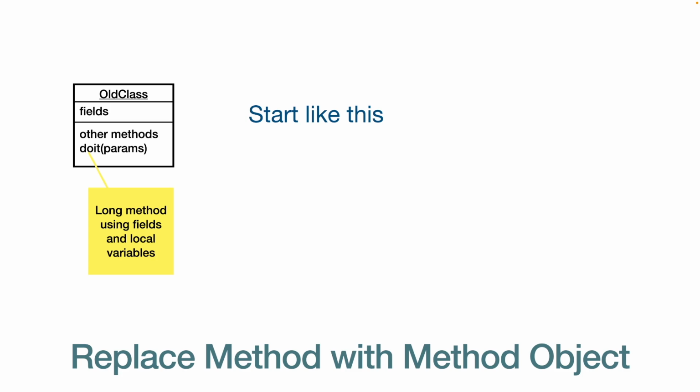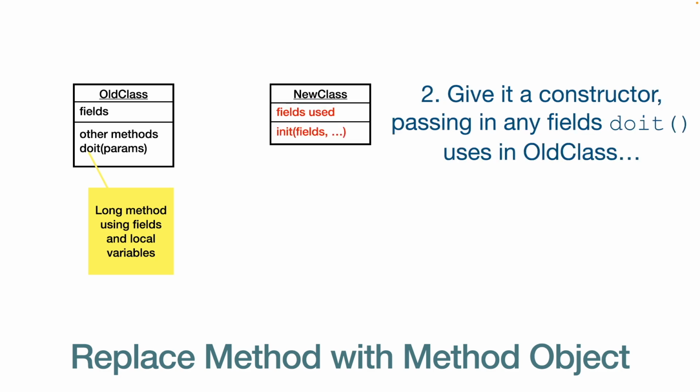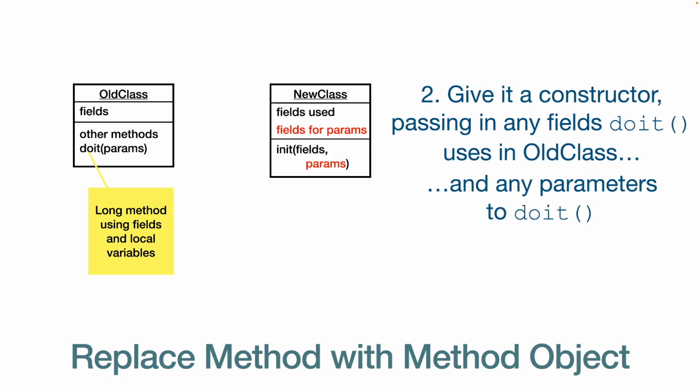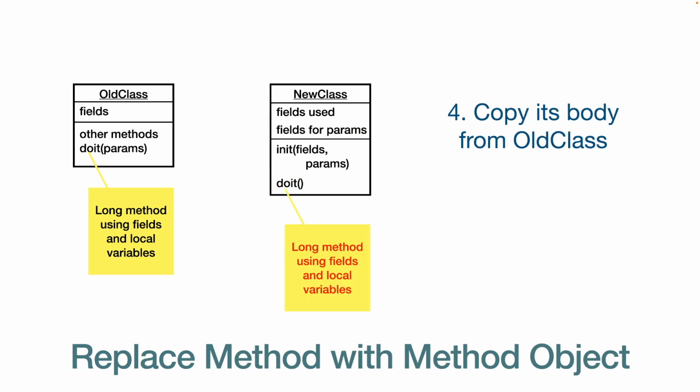We start with the old class. It's got its fields, methods, and this function we care about. The method's a long method. It's got fields and local variables. First step is we'll create a new class. This is the method object. Then we'll give it a constructor. We'll pass in fields that do it used in the old class, and we'll pass in the parameters that came in to do it. Then we'll create the new method, do it, over on this side, empty, and copy its body from the old class.